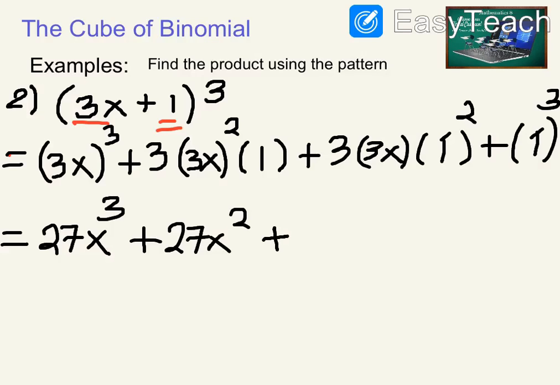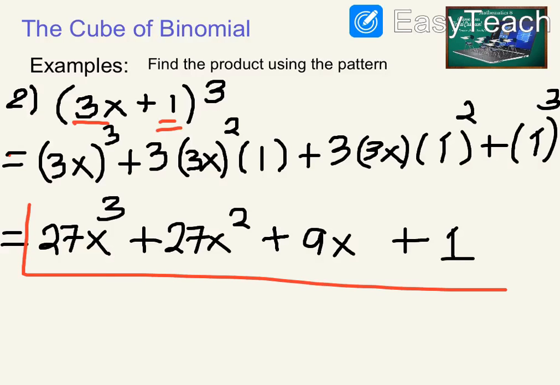So plus, although when you multiply 27 times 1, nothing will happen. Okay. So next is 3 times 3x is 9x times 1 times 1. 1 times 1 is 1. Then times 9x is also 9x here. Plus the last term, we have 1 times 1 times 1, which will give us 1. And then that would be our final answer.